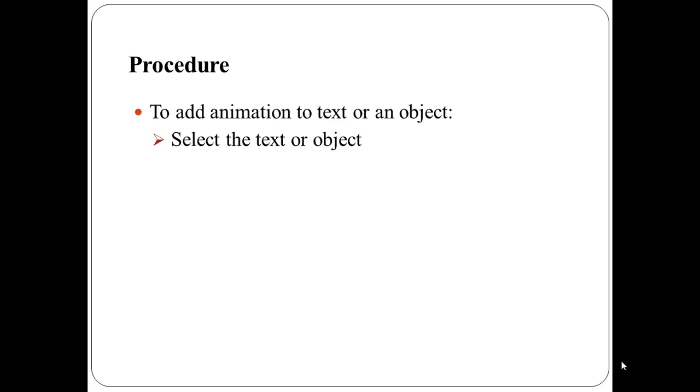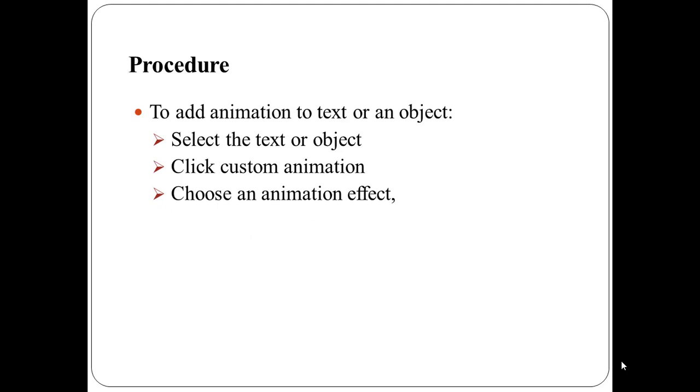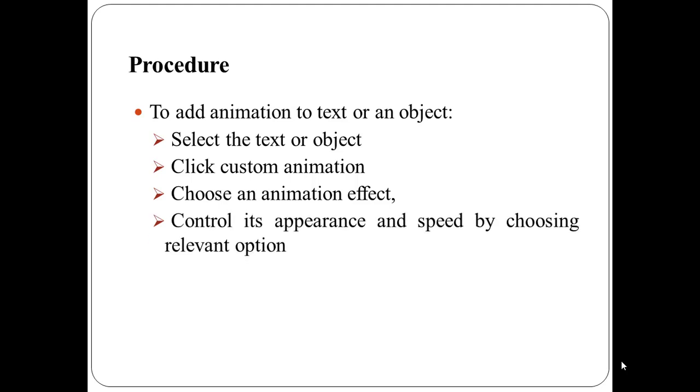Select the text or object that is to be animated. On the relevant menu, click Custom Animation. Choose an animation effect and apply it from the different given effects. Control its appearance and speed by choosing the relevant option.